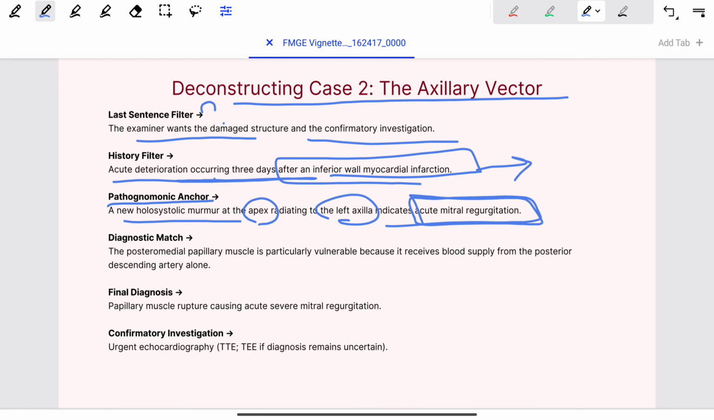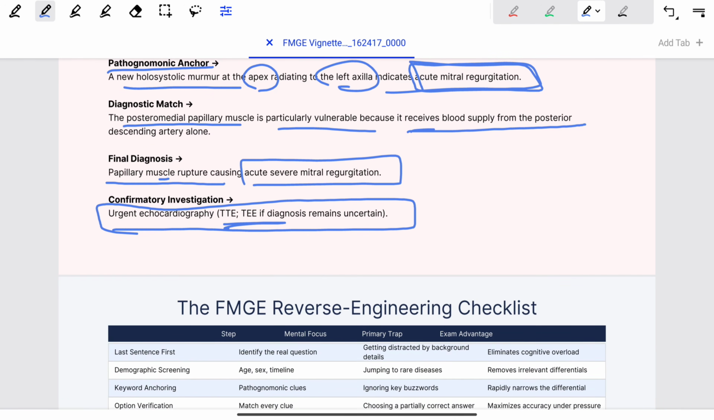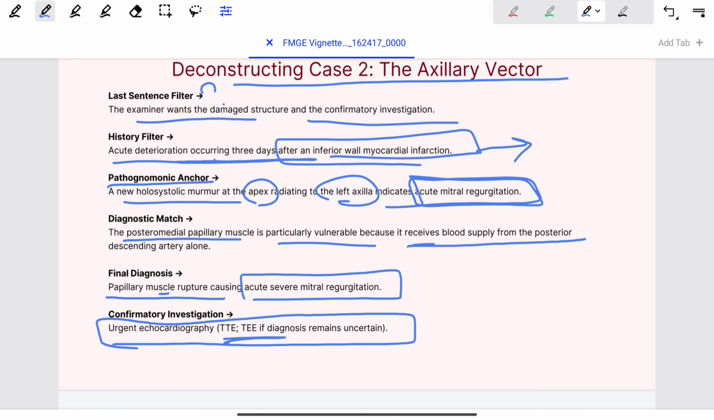The next step is to determine why acute mitral regurgitation has occurred. Following an inferior wall myocardial infarction, the posteromedial papillary muscle is particularly vulnerable because it usually receives a single coronary blood supply, making it more susceptible to ischemic injury and rupture. Therefore, the most likely diagnosis is papillary muscle rupture, leading to acute severe mitral regurgitation. To confirm the diagnosis, the investigation of choice is echocardiography with Doppler. Transesophageal echocardiography may be used when additional detail is required. By linking the timeline, murmur characteristics, and coronary anatomy, the diagnosis becomes highly predictable.